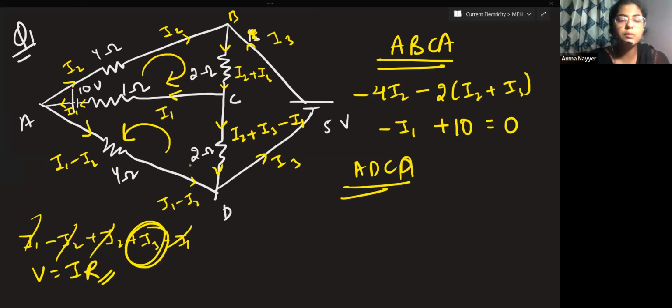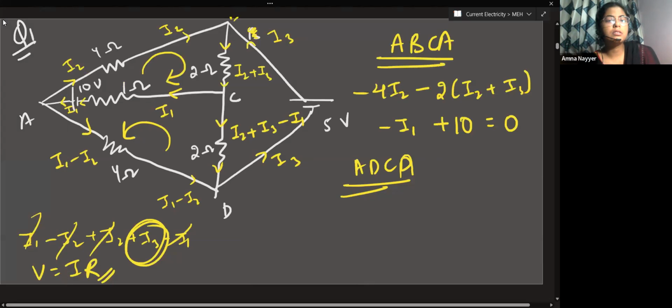Voltage, using V is equal to IR. What will be the voltage value? Samya, current is I2, resistance is 4, voltage will be V is equal to IR. What should be the voltage? Are you here, Samya? Okay, 4I2. All right. Yes, definitely it will be 4I2.